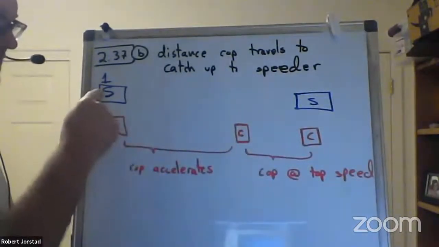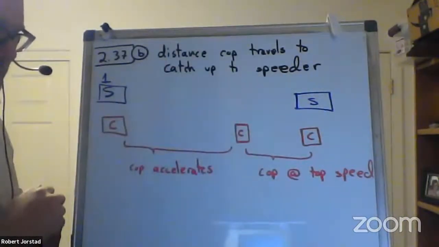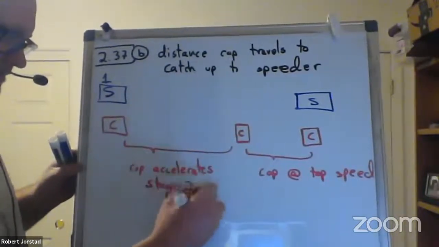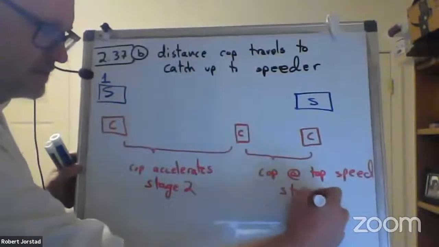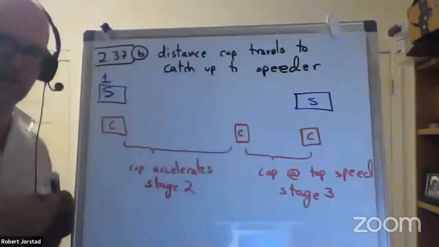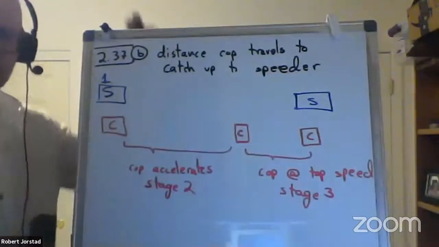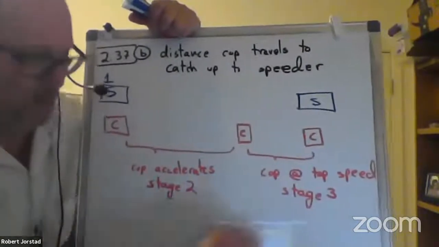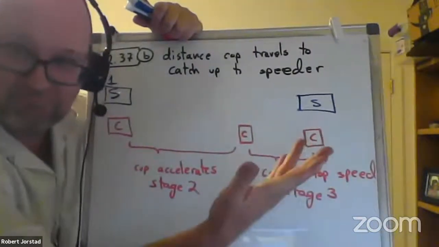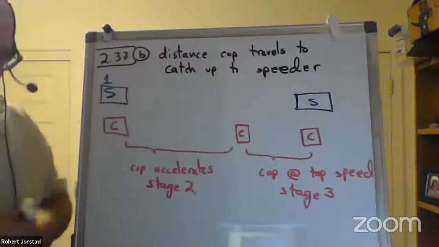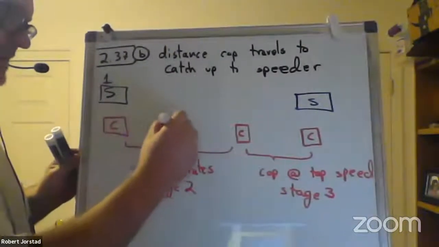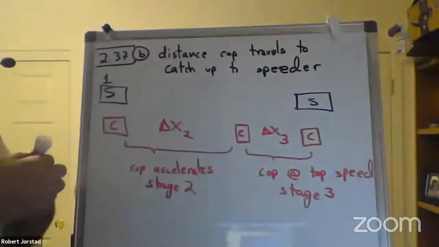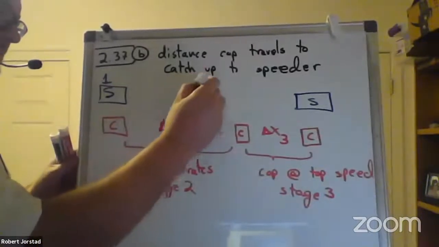There's stage one could be the speeder just driving around. Great. Stage two could be this one. And this one we could call stage three. There's three different stages for us to think about in this problem. Two for the cop, one for the speeder. Now what do? We write three kinematics problems. Now, I don't know if you could see this, but there's going to be a distance here, delta x2. There's going to be a different distance here, delta x3. And this distance up here is delta x1.